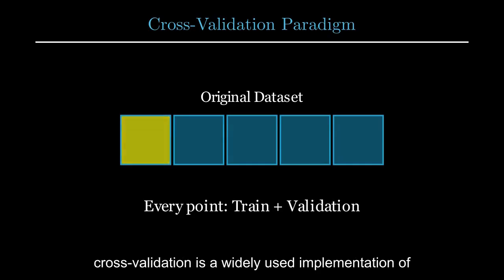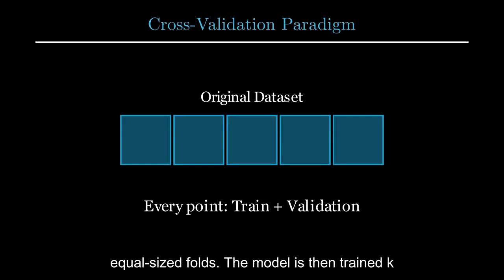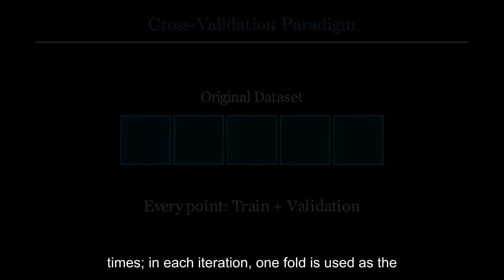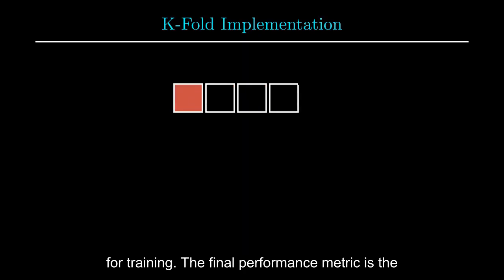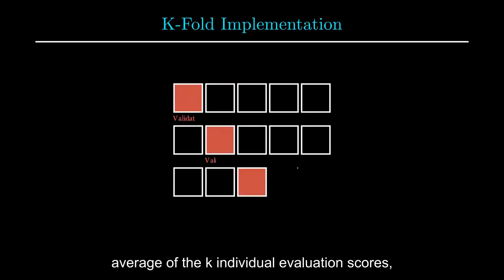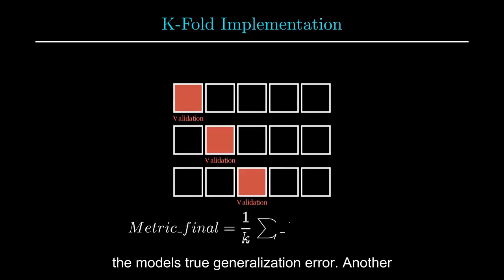K-fold cross-validation is a widely used implementation of this principle. The dataset is divided into k equal-sized folds. The model is then trained k times. In each iteration, one fold is used as the validation set, and the remaining k-1 folds are used for training. The final performance metric is the average of the k individual evaluation scores, providing a more stable and less biased estimate of the model's true generalization error.